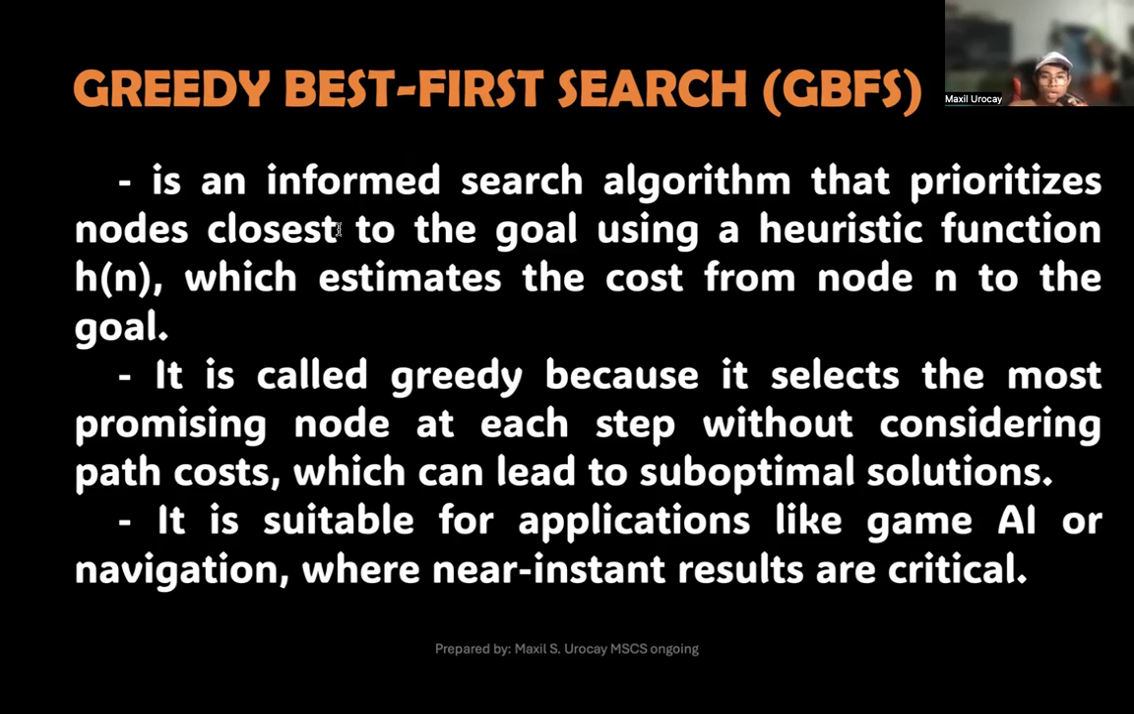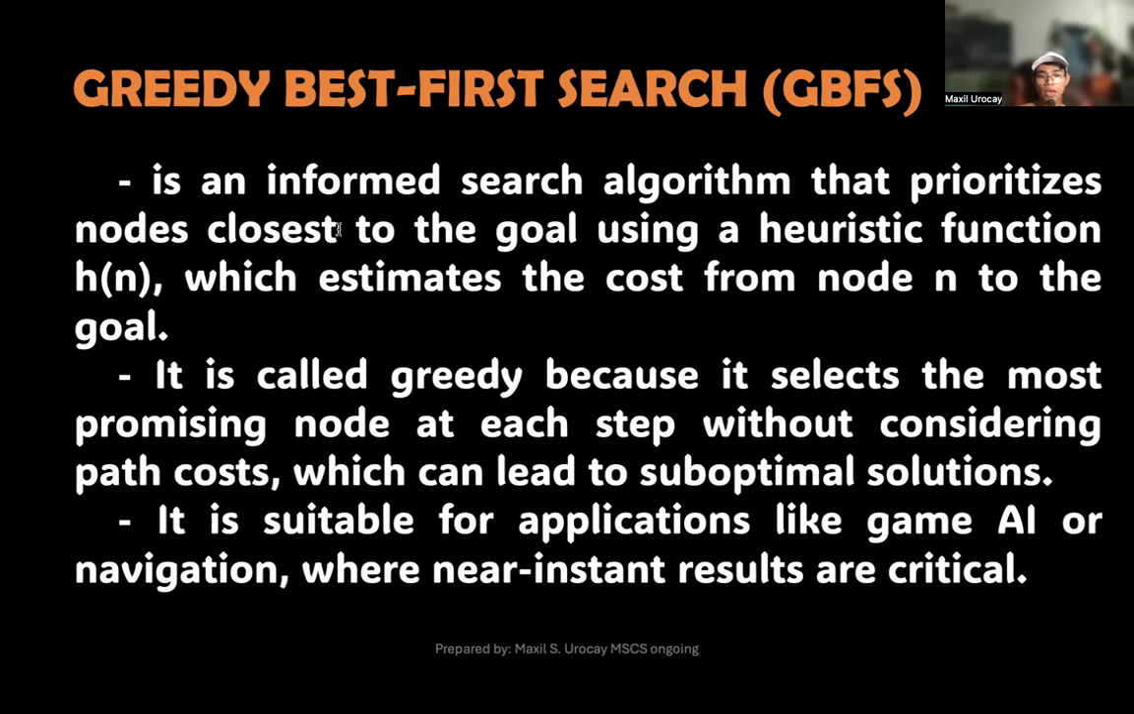It is suitable for applications like game AI or navigation where near instant results are critical. In this case, class, at each step in greedy best first search, we select the node with the lowest heuristic value under the assumption that this node is most likely to lead to the goal that you are searching for. Unlike A-star search, where we consider g(n) and h(n), we'll illustrate a specific example as well.